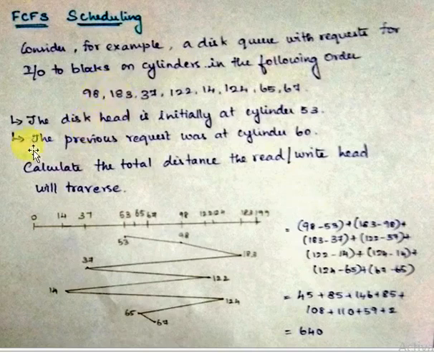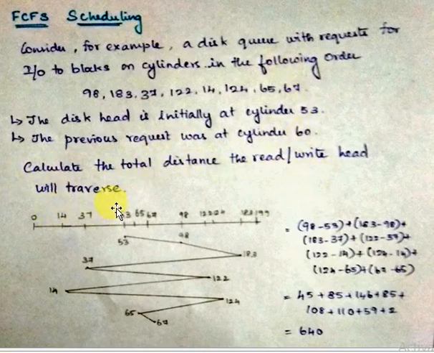It is already clearly mentioned that the disk head is pointing at cylinder number 53. The previous request was at cylinder 60. So the initial starting head was at 53, and previous to 53 it was at 60. Now our aim is to calculate the total distance the read and write head will traverse.